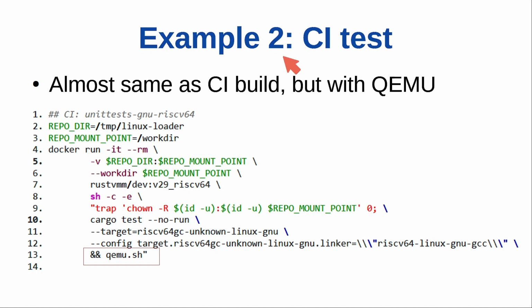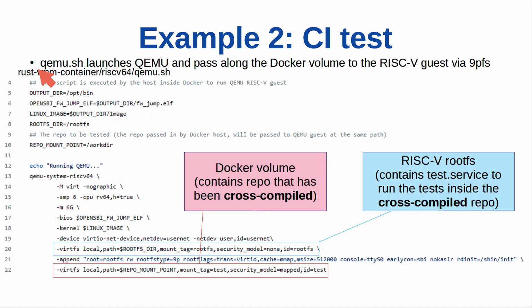In the next example, we have CI test. This is almost the same as the CI build before, but after the cross compilation, we'll start the QEMU guest to run the cross-compiled binary, which is the script right here. Inside the container, when we run the QEMU script, it will launch a QEMU guest, and we pass the Docker volume, which contains the cross-compiled repo, to the rust-vmm guest via 9pfs.